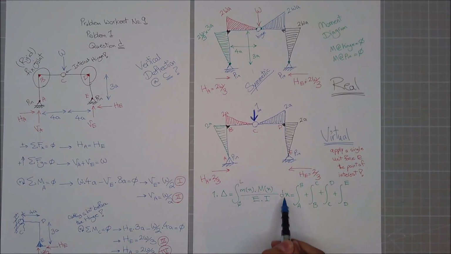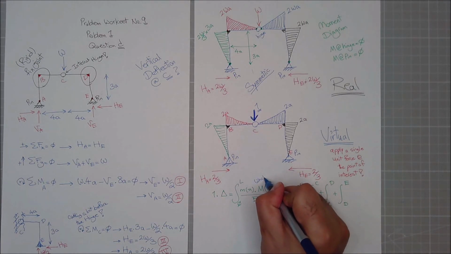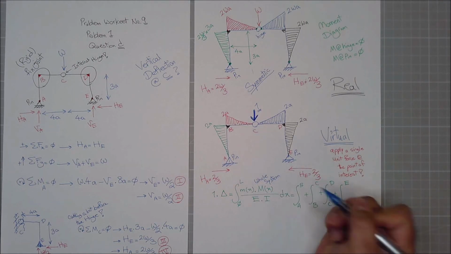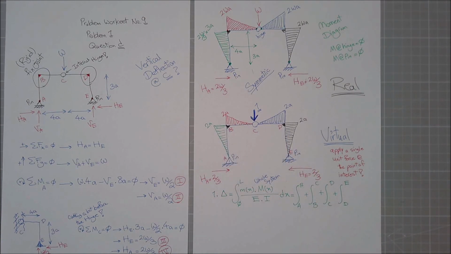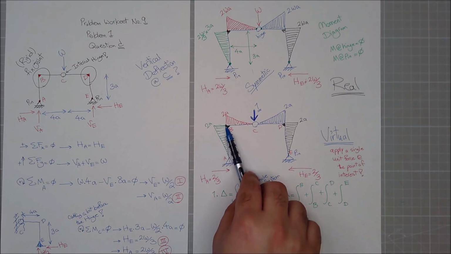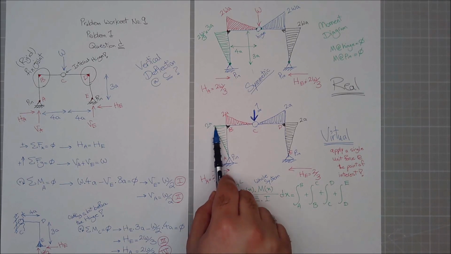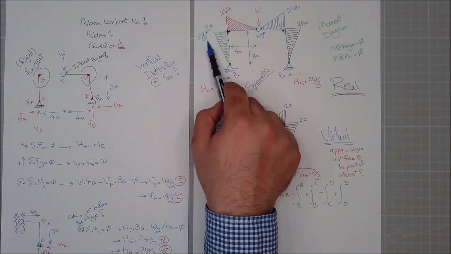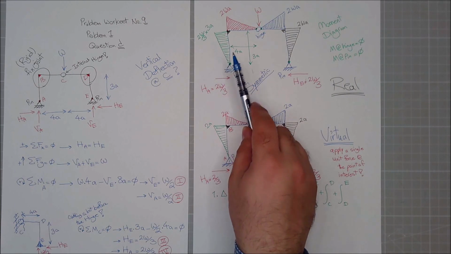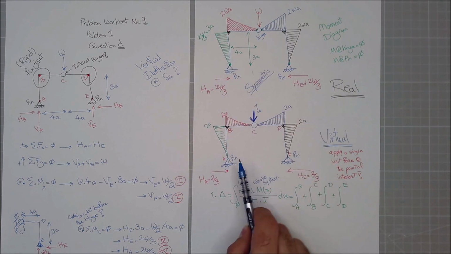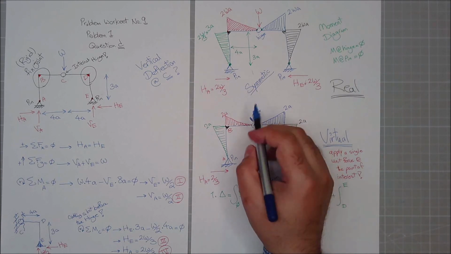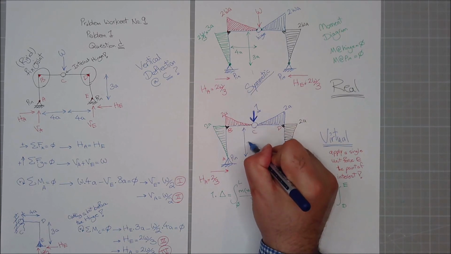So the integration for the entire system, the entire frame, the whole system, can be divided into A to B, B to C, C to D, D to E. Yeah? And that makes our lives easier. So I go A to B, which means the virtual moment times the actual moment, the real case moment, over the length of it. The length will be from, for example, from here 0 all the way to 3A.